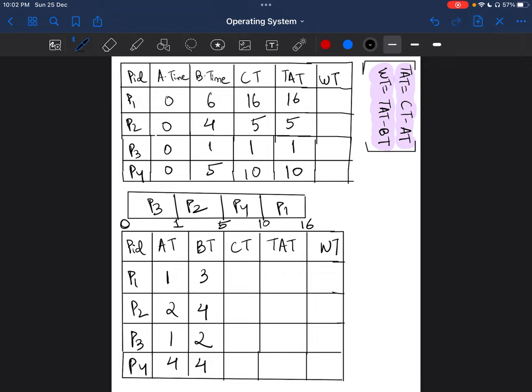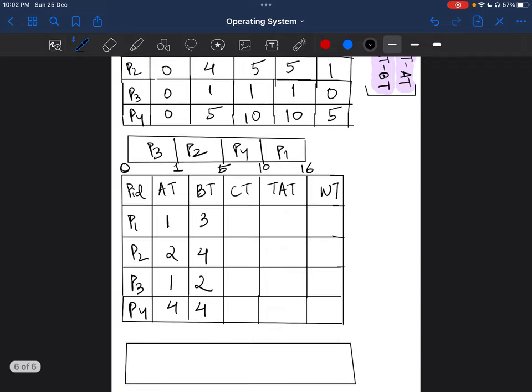Now let's go to waiting time. Waiting time is turnaround time minus burst time. So that should be 16 minus 6, it should be 10. And 5 minus 4 should be 1. 1 minus 1, 0. And 10 minus 4, 6. You can find the average waiting time just by adding it all. Now let's come to our last question.